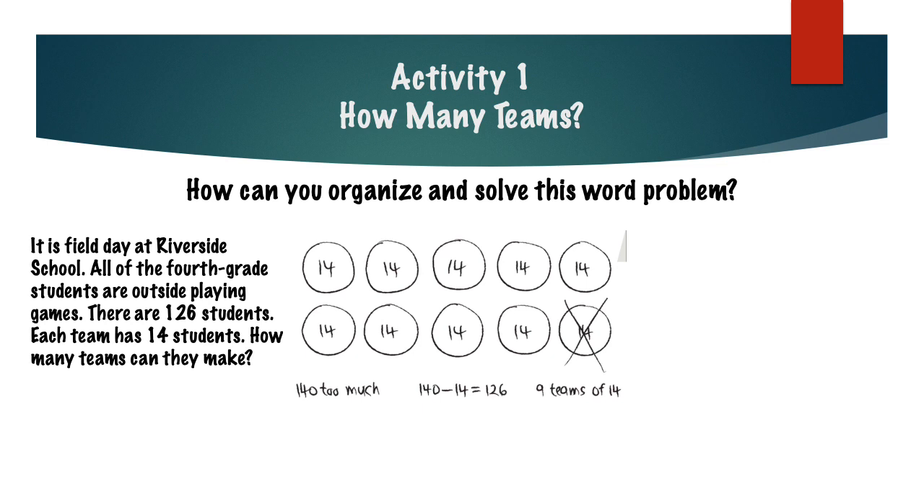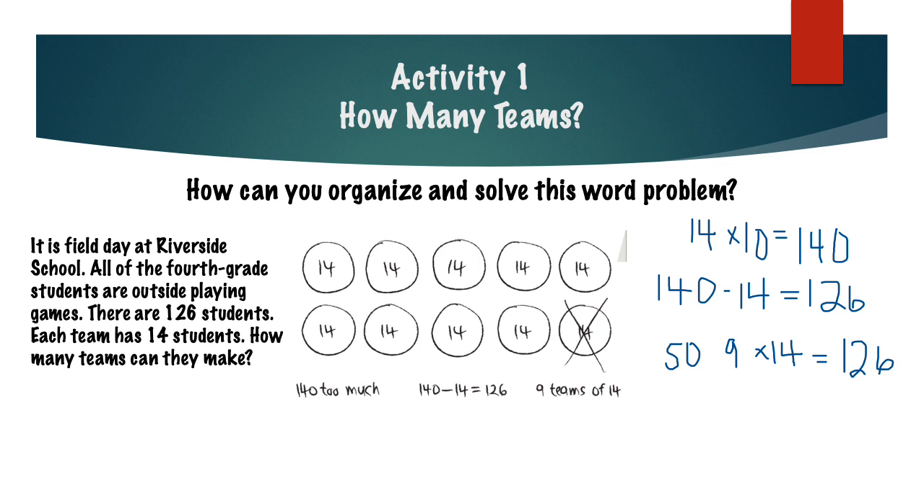Another way to solve this problem is to use a multiple of 10. 14 times 10 equals 140. 140 take away 14 equals 126. So 9 times 14 equals 126.